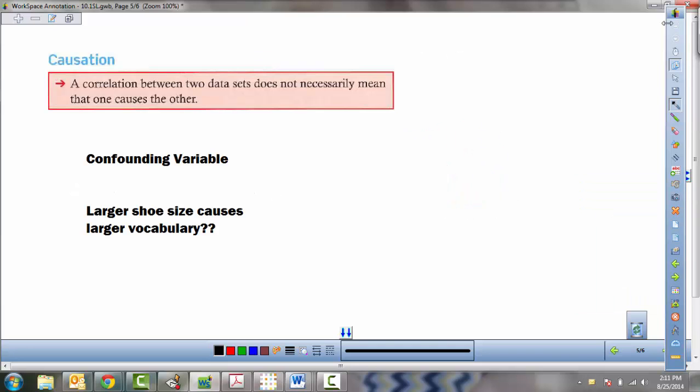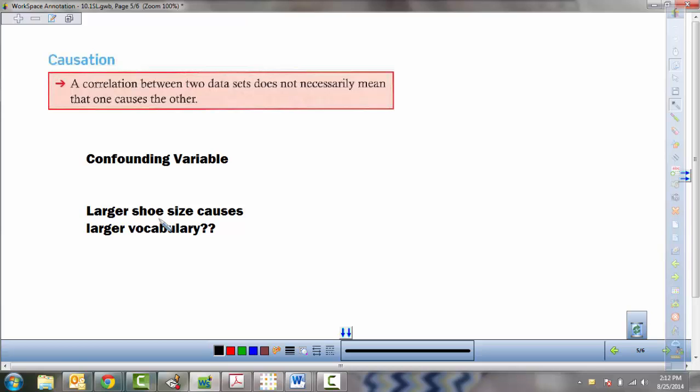Causation is different than correlation. There may be a relationship between an independent variable and a dependent variable, but that doesn't mean that one causes the other. What we could have is something called a confounding variable. If we look at the shoe size of a person and their vocabulary, if you collect data, you will probably find that for small shoe sizes, such as infant children, the vocabulary is very small, but if you look at adult shoe sizes, the vocabulary is big.